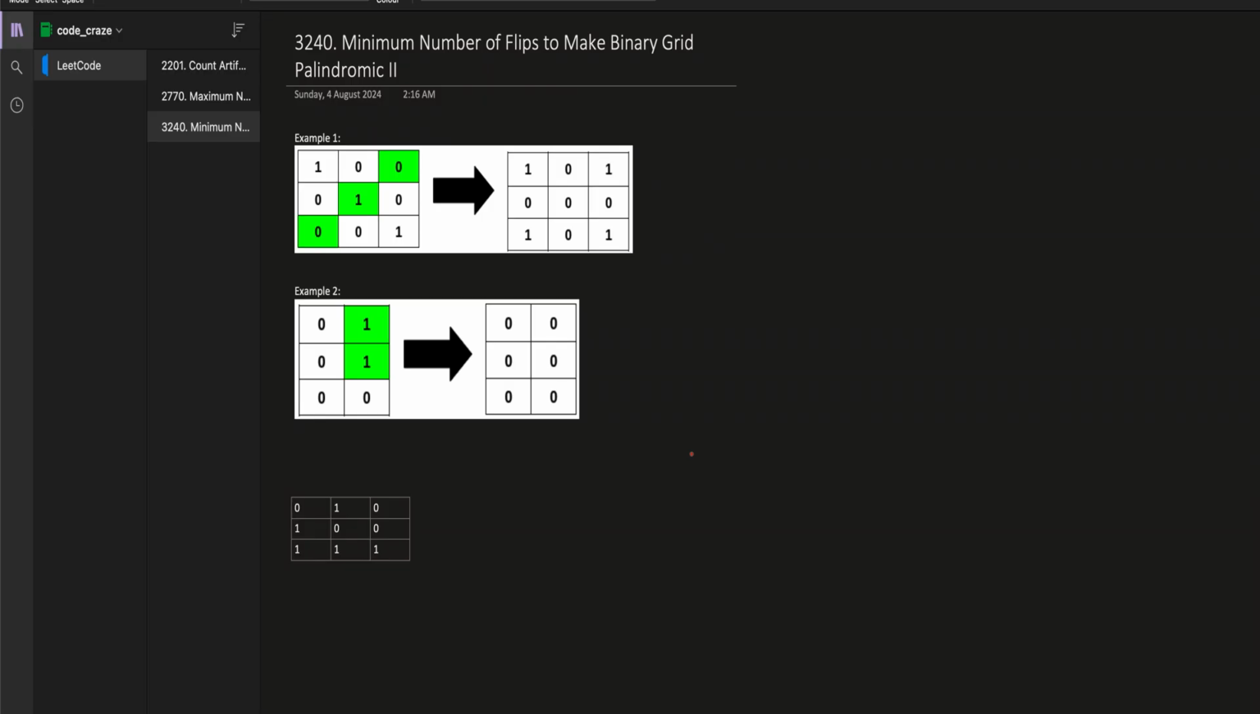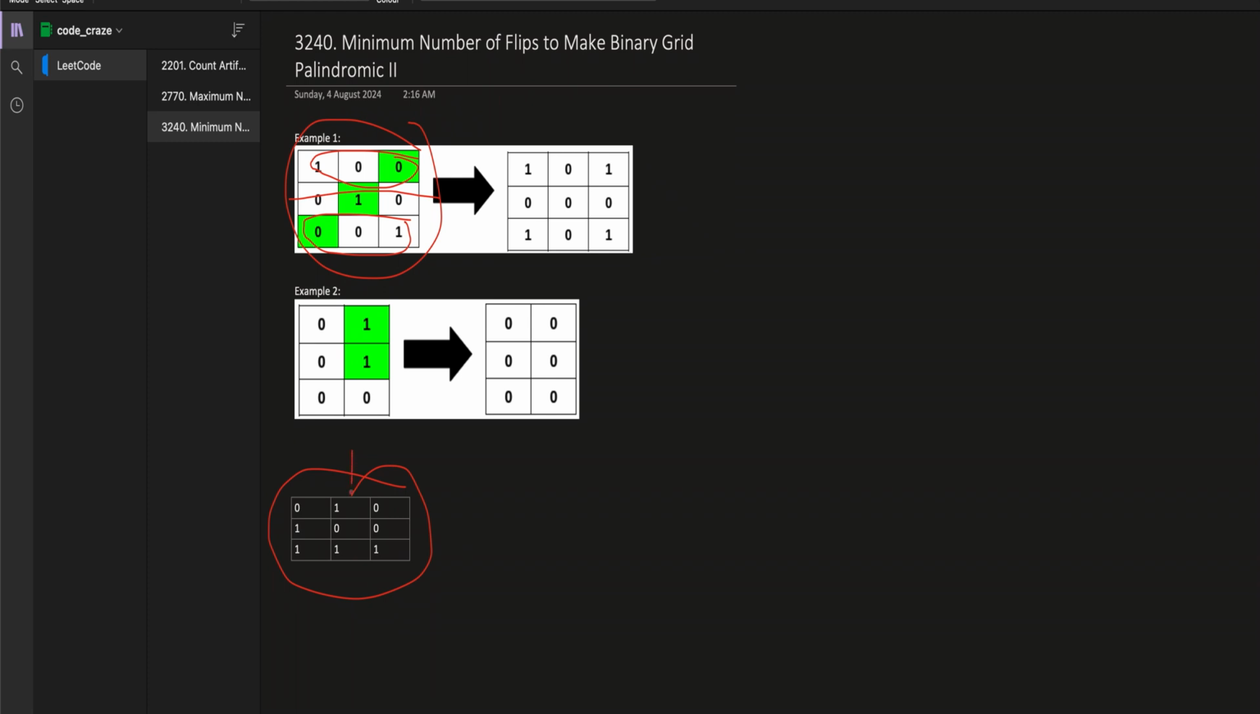Let's take a look at the examples that are given in the question. So the first example is this one. In order to make this 2D array palindromic, we have to make all the rows palindromic, which means that all these elements should be equal to the corresponding elements over here. Also, we have to make the columns palindromic, which means all these elements should be equal to all these elements correspondingly.